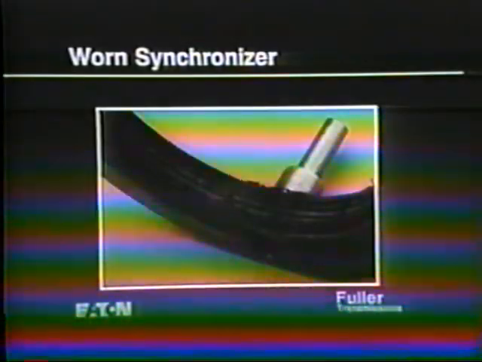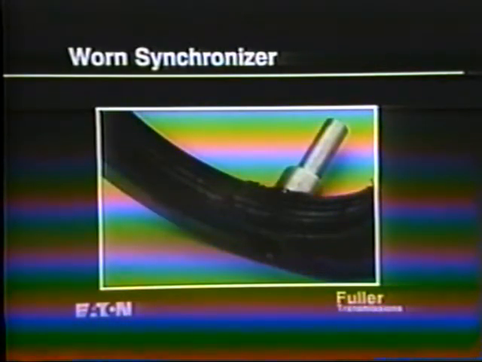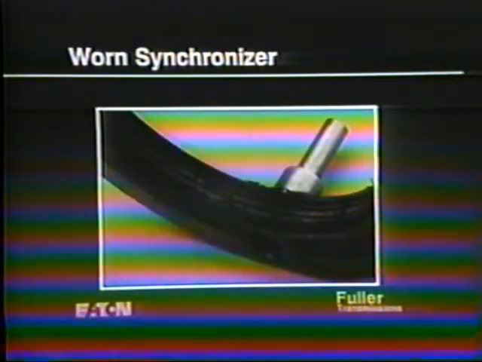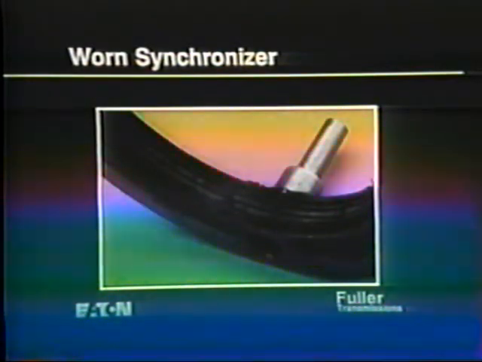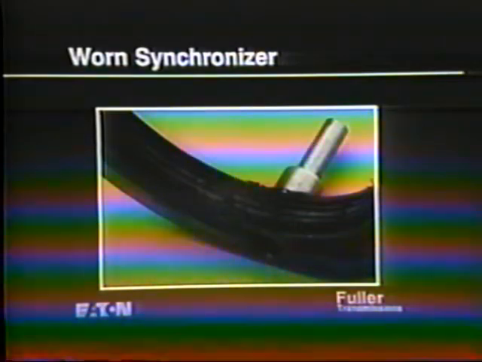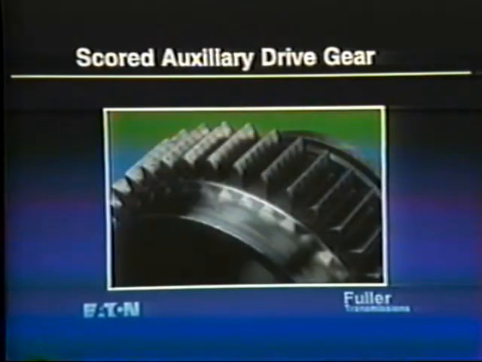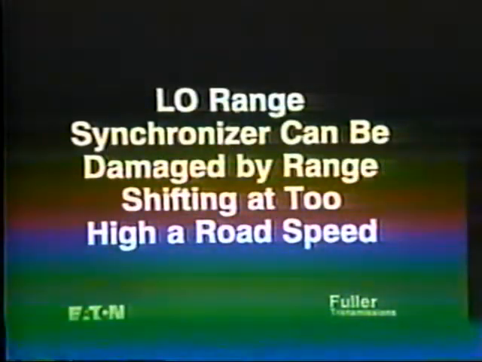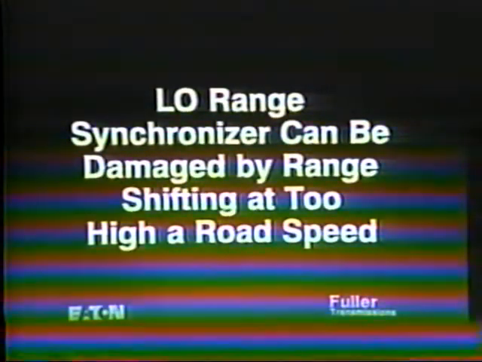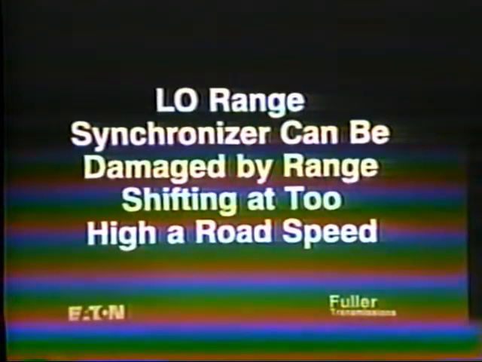When the driver doesn't pre-select properly, torque is applied to the driveline before the speeds of the gear and sliding clutch are matched. The load of the vehicle may be driven by the friction surface of the synchronizer, causing the synchronizer surface to overheat and wear. The friction surface of the auxiliary drive gear can also overheat and score. Downshifting to low range at too high a road speed can also cause the synchronizer surface to overheat and score.